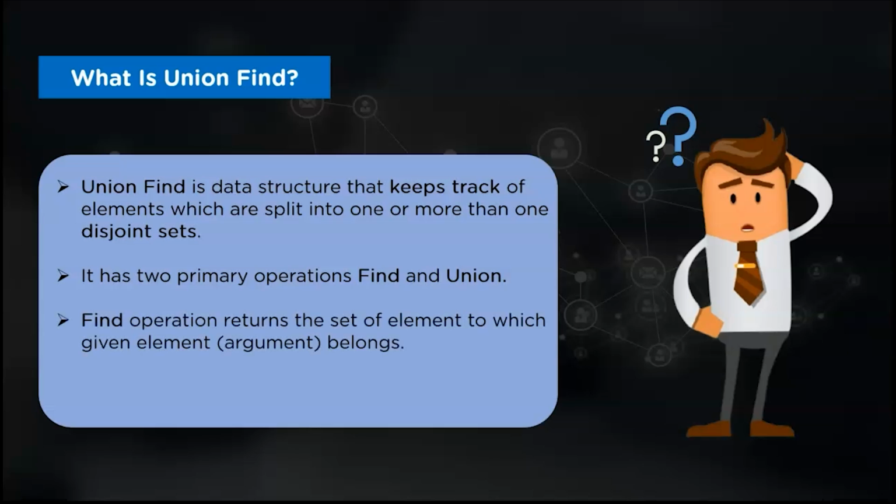The operation find returns the set or group to which the provided element belongs. Basically, it constructs a bijection between the object provided and its set, whereas the union function joins two distinct disjoint sets to create a single subset. Let's understand how this data structure works with the help of a real life example.